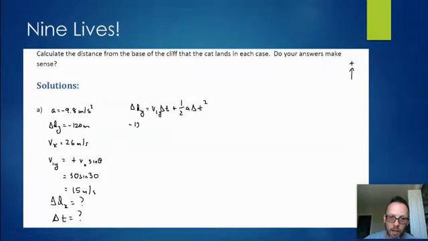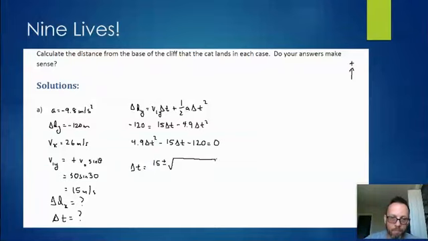So we get negative 120 equals 15 delta t, and then we'll have minus 1/2 times 9.8, minus 4.9 delta t squared. In this case, I'll use the quadratic formula, moving things to the left: 4.9 delta t squared minus 15 delta t minus 120 equals 0. So we have to solve this quadratic equation. If you want to pause the video and do that and come back and check an answer, that's fine.